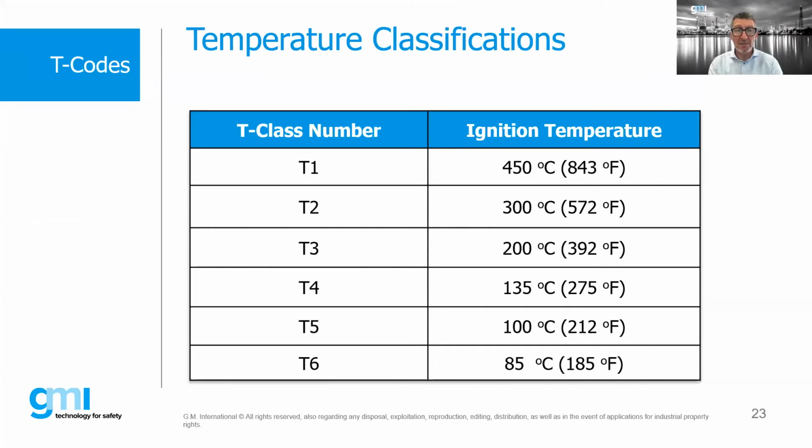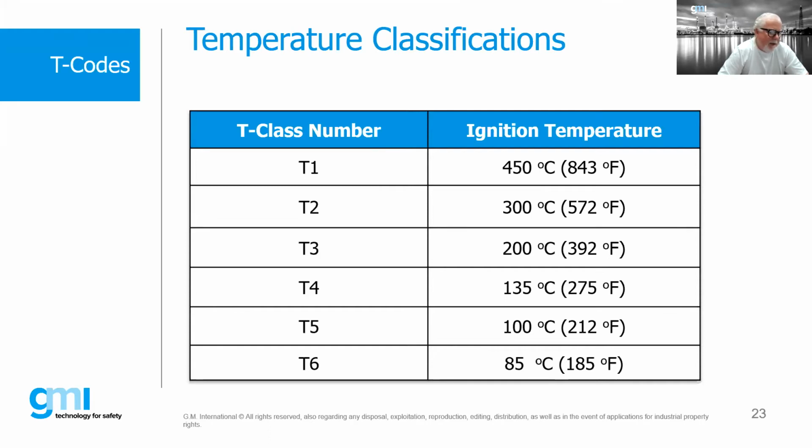I mean, T6 is very, very low. Are there products rated for T6? There is one gas, and I knew you were going to ask me that, and I said it yesterday, and I can't remember the name of it. It's one gas out there, and it actually has an ignition temperature of 90 degrees C.